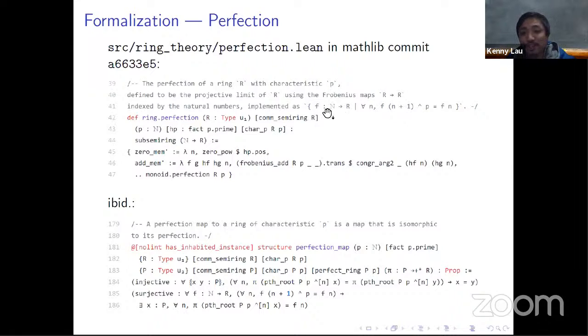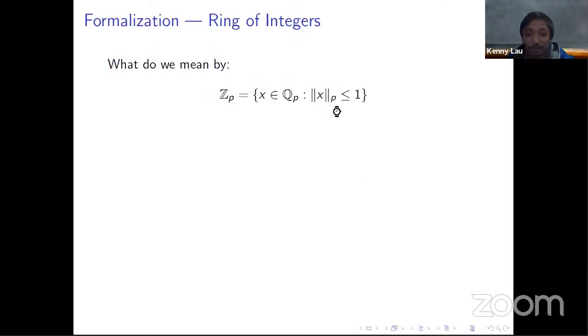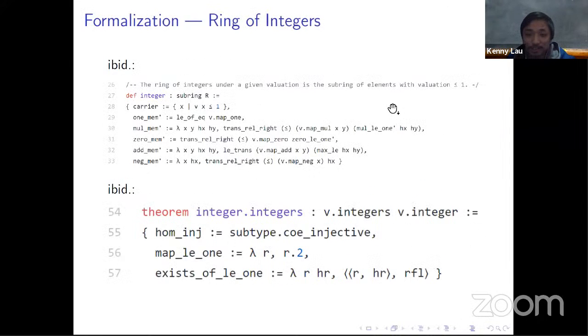When I say functions here, I'm interpreting these as sequences, right? Sequences where each term is the pth root of the previous one. So this is the canonical construction of perfection. This is basically an explicit implementation of the inverse limit. The pth power limit is basically this one, right?